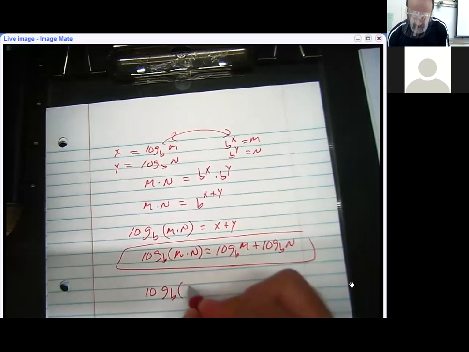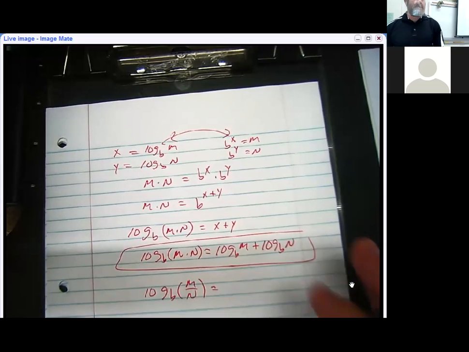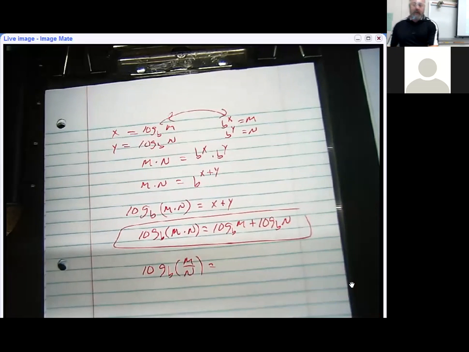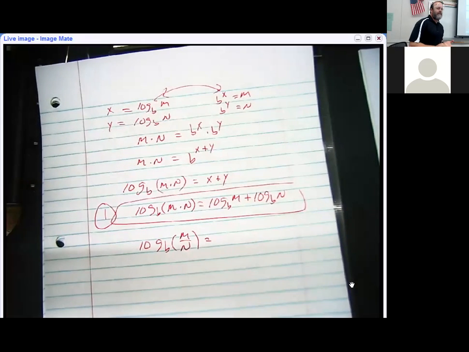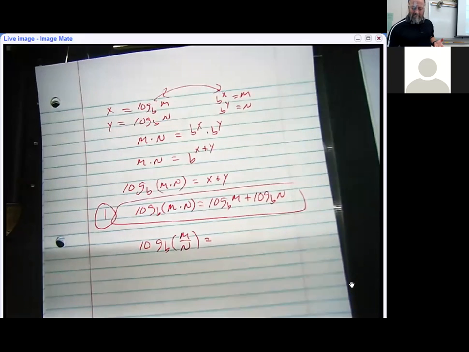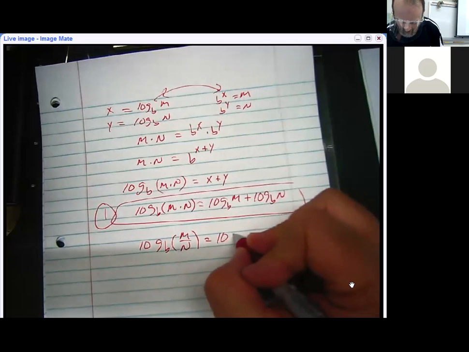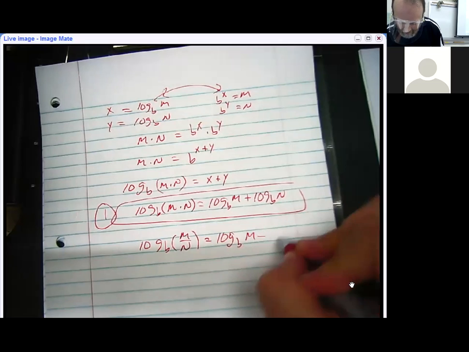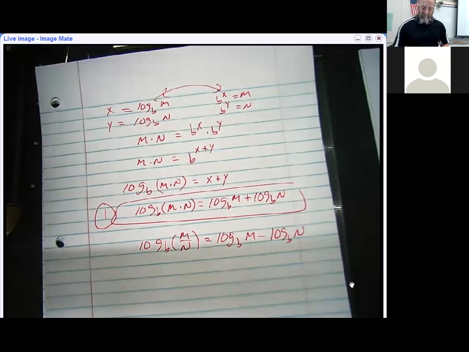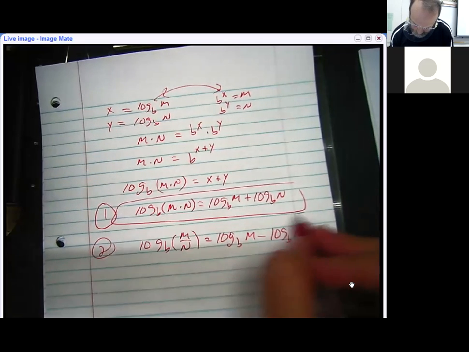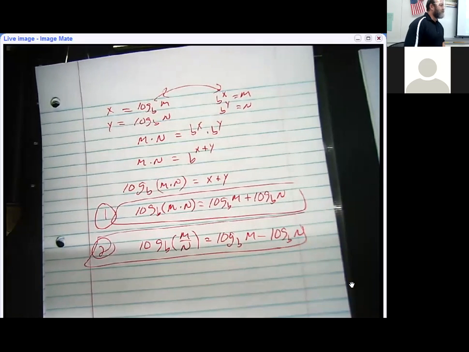What do you think would happen if I divided two? There's a series of properties. This is number one right here. What's the next property? What do you think would happen if instead of multiplying them, I divided them? Minus. That's the log base b of m minus the log base b of n. That's number two. So far, so good, everybody?